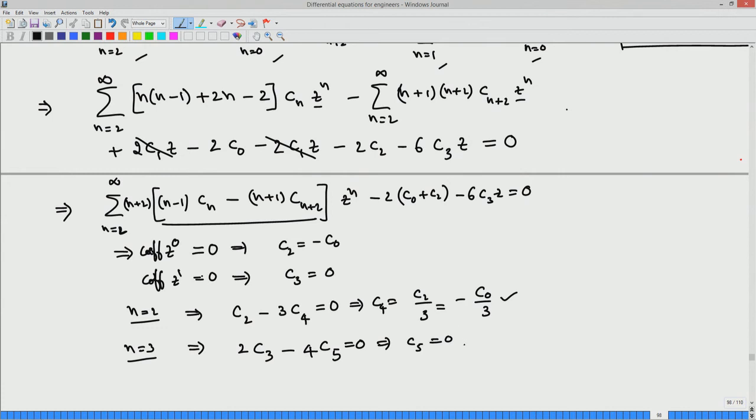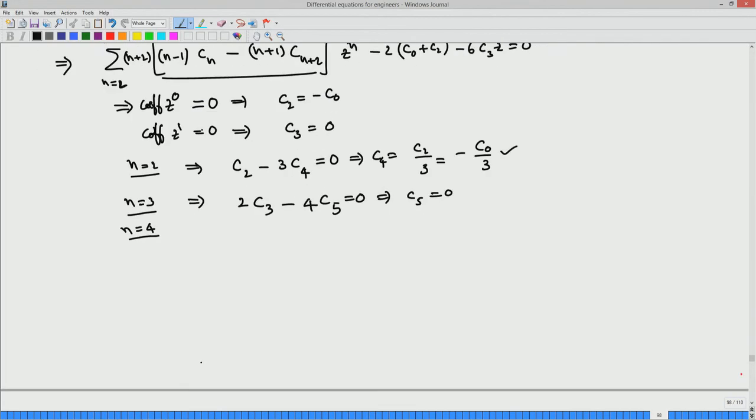Like that you can get n equal to 4. If you do n equal to 4, you will get 3C4 minus 5C6 equal to 0. So this will give me C6, if you write it as 3C4 by 5, that will give me minus C0 by 5 again, because C4 is minus C0 by 3, and the 3 cancels. So that is what you get.